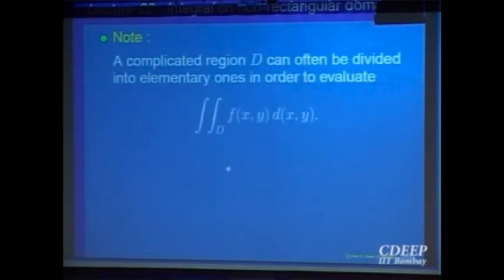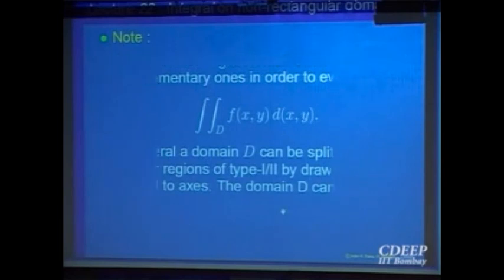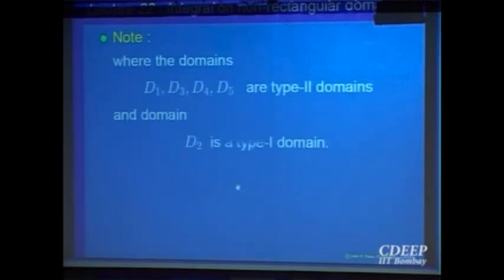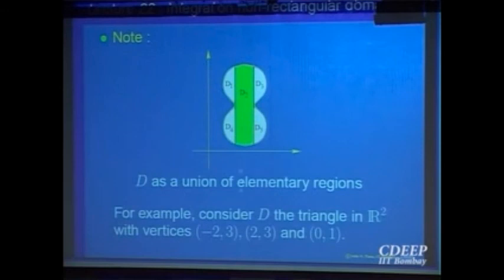Now supposing your region is not of elementary type 1 or type 2, then what do you do? The basic idea is, if it's a complicated domain, you try to draw lines parallel to the x-axis and y-axis and split your domain into smaller domains which are of type 1 or type 2. So your domain looks like a union of type 1 or type 2 elementary domains. Over each one you compute and add it up. So that is the basic idea. For example, a situation like this could happen. So this will give you domains of one type or the other type, right?